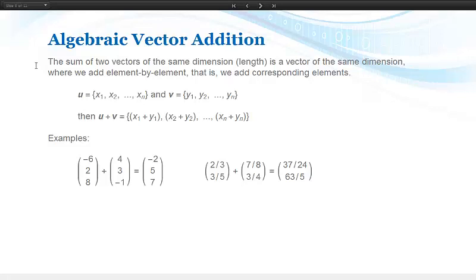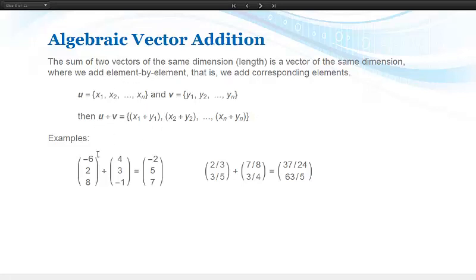Now we can also add vectors algebraically. The way we add them algebraically is to add element by element. That is, the vector u with elements x1, x2 up to xn, and the vector v with elements y1, y2 up to yn. I add them by adding the corresponding elements. x1 plus y1. The next element is x2 plus y2. The third element is x3 plus y3, etc.